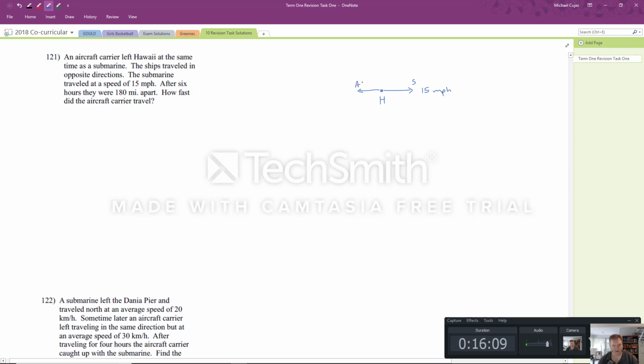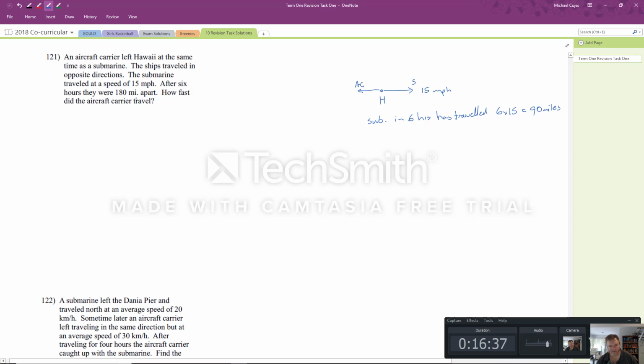and the aircraft carrier is going in this direction. The ships travelled in opposite directions. This one was travelling at 15. After 6 hours, they were 180 miles apart. So in 6 hours, the submarine has travelled 6 by 15, which is of course 90 miles.